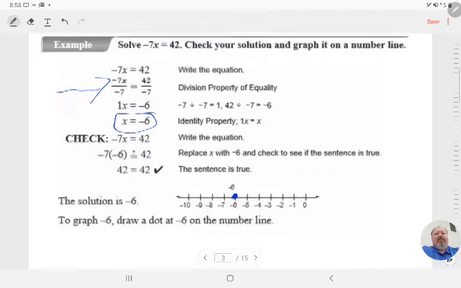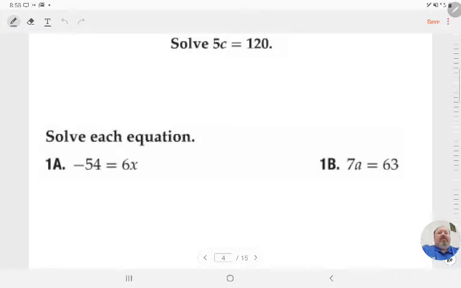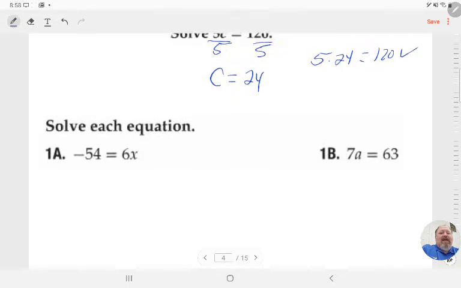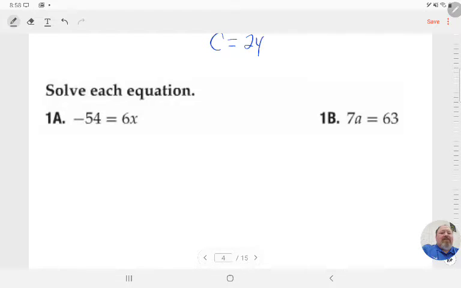Okay? All right. So 5C equals 120. That's 5 times C. So the opposite is division. So we divide by 5. That would give me C equals 24. And then I simply take 5 times 24, and 5 times 24 is 120, so it checks. 24 must be my answer. Try A and B, and come back and see how you did.